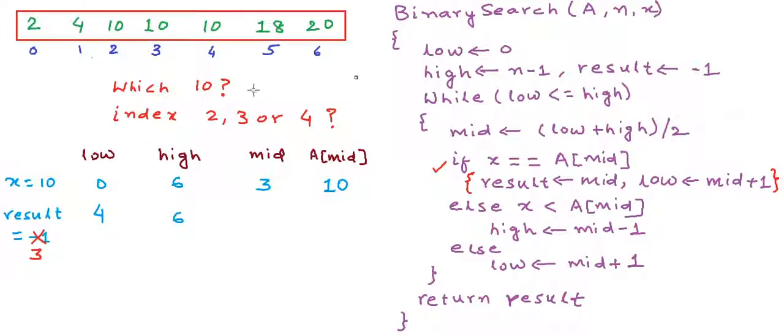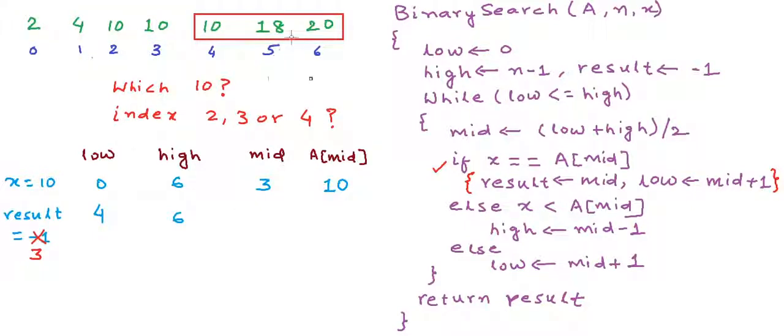So earlier our window was the whole array. Now our window or search space is this, and we already have information about the rightmost 10 that has occurred so far. Okay, so now mid would be 5, a mid would be 18. Now we go to this condition, x is less than a mid. So now high becomes mid minus 1. So we have this range. Our window, our search space is now this, and so far we have found 10 at index 3.